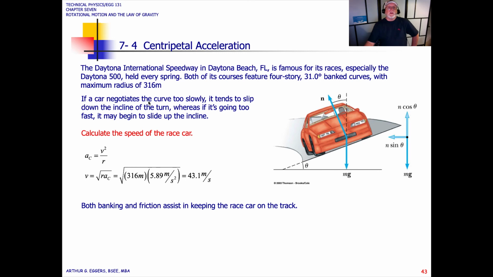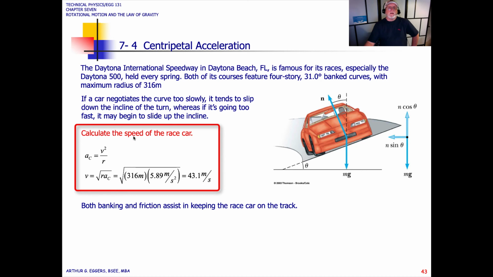If the car negotiates too slowly, as we said before, it tends to slip down, otherwise it tends to slide up. Now they want us to calculate the speed of the car. So to calculate the speed of the car, we can go back to our relationship. The acceleration centripetal is equal to velocity squared over r. We're going to solve for the velocity.